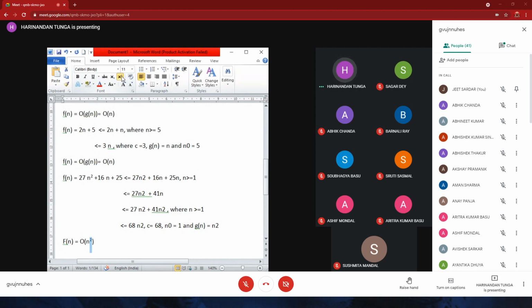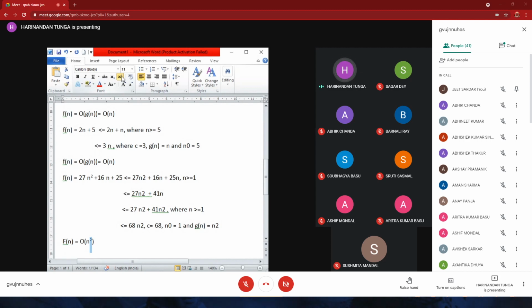We say that if there exist c and n0 as constants, then mod of f(n) is less than or equal to c into mod of g(n), where n is the problem size and n0 is the minimum problem size, that is the threshold.